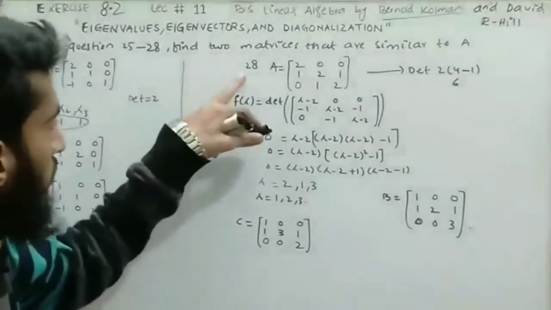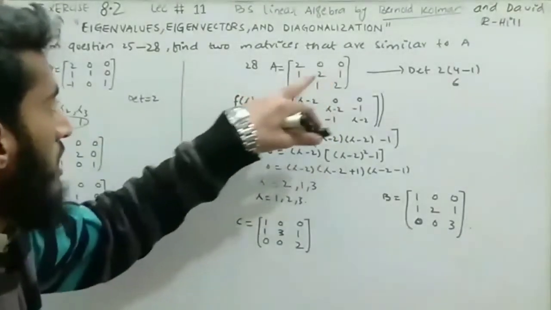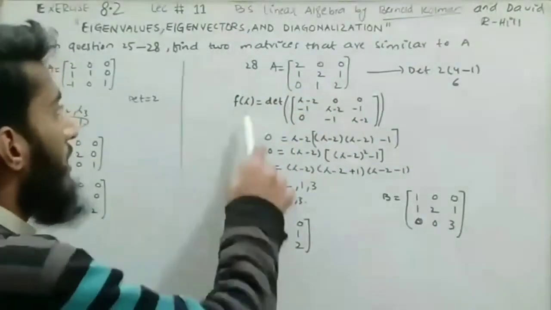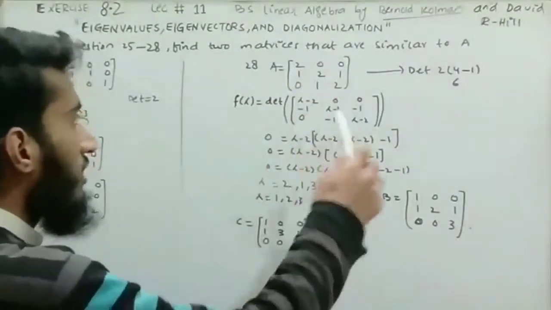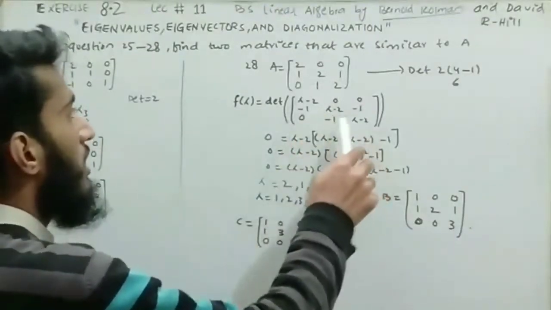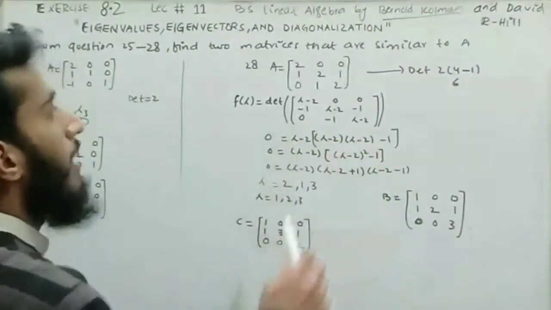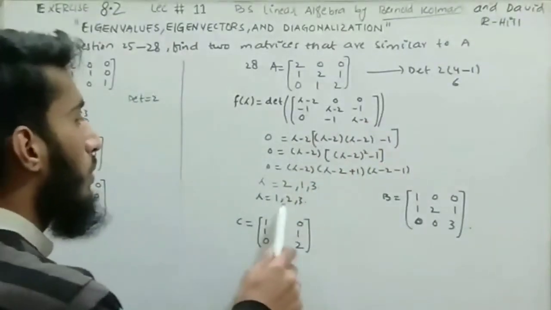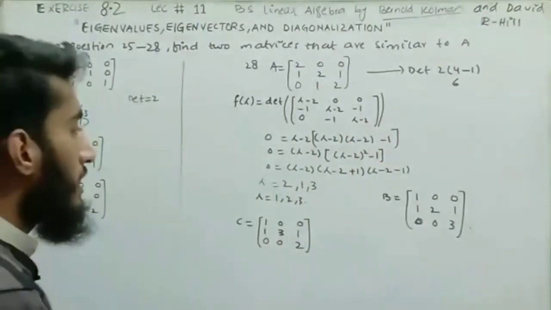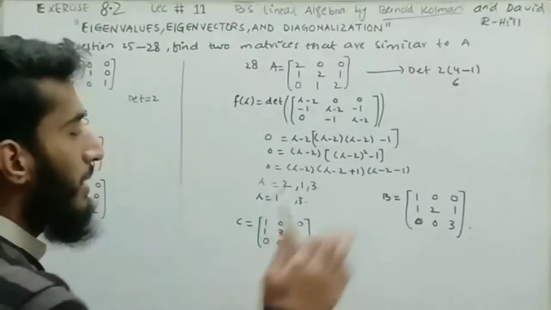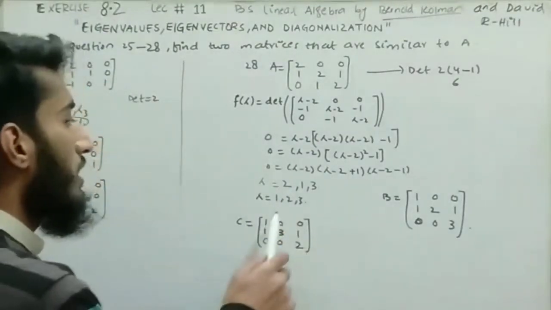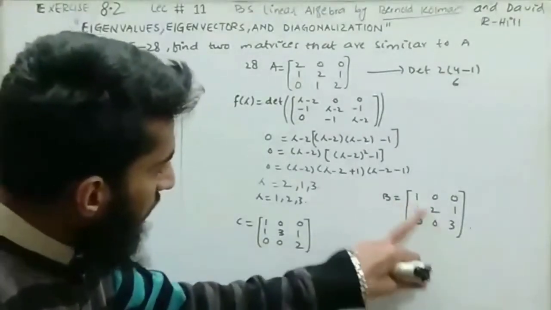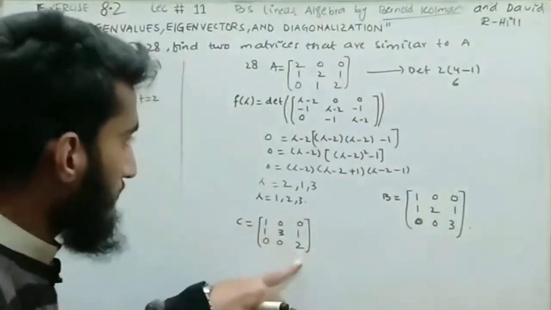Move to question number 28. A is equal to [2, 0, 0; 1, 2, 1; 0, 1, 2]. First of all, use the definition f(lambda) equals the determinant of lambda I3 minus A. Now taking the determinant and expanding along row 1, it gives us the values lambda 1, 2, 3. So the eigenvalues on the main diagonal of the similar matrices should be 1, 2, 3. In the required similar matrices, on the main diagonal we have 1, 2, 3 and 1, 3, 2.